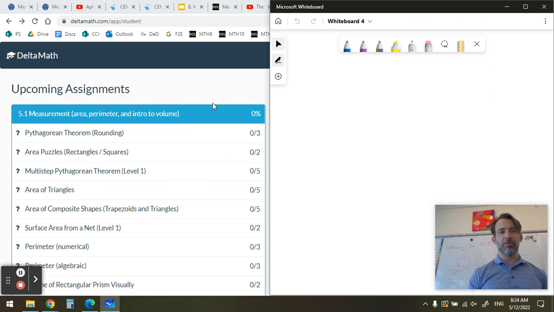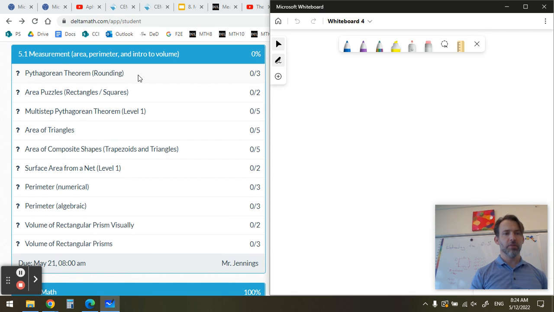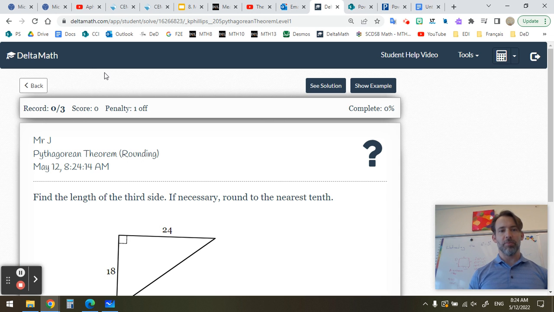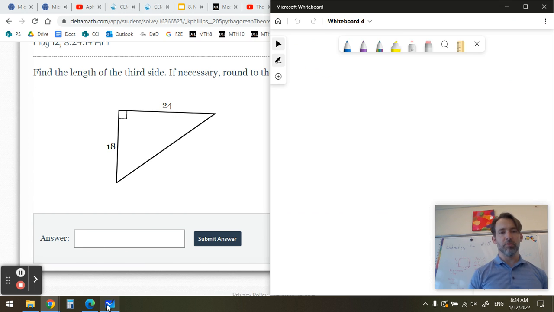I'm going to go through the different Delta Math topics for today and give you a review of what some of the skills are. Some of them are new, but for the most part, they're skills that you already have, and this is practice. So, our first topic is applying the Pythagorean Theorem to find the lengths of missing sides. If this is 18 and that's 24, I happen to know that this missing side is 30, but I'll prove it to you with the Pythagorean Theorem.